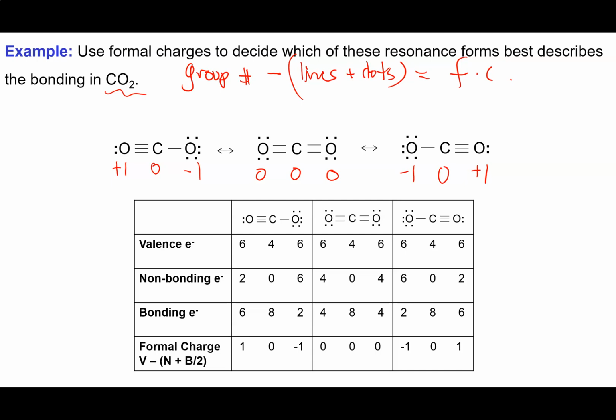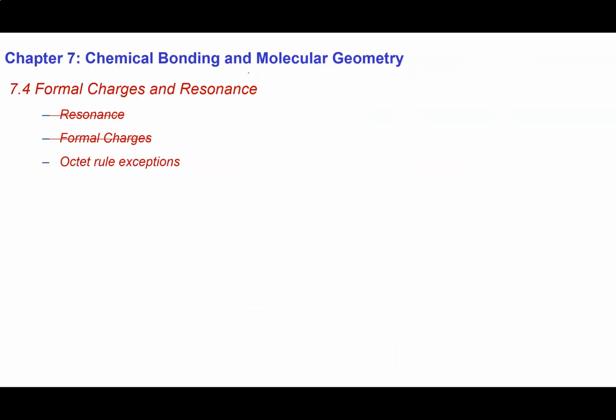Okay, so which one's the best one? Well, it's the one in the middle there, isn't it? Because it's got all the formal charges closest to 0. And the other ones don't really make sense because the most electronegative atom here is oxygen, and so it should always have the most negative formal charge, which it doesn't in either of those. So they don't make sense at all.